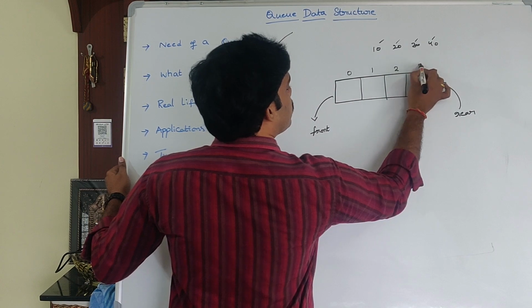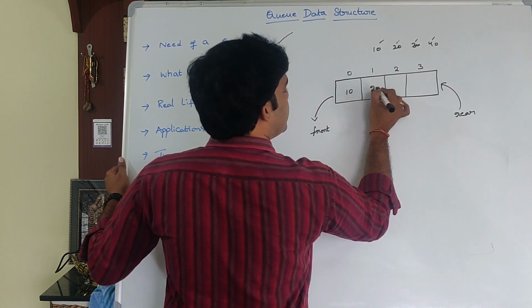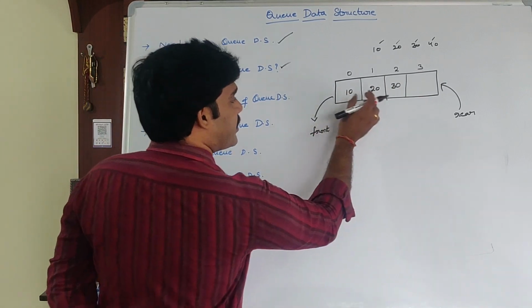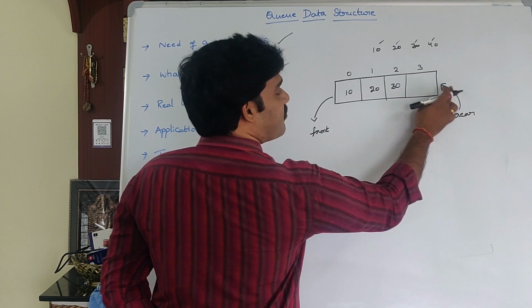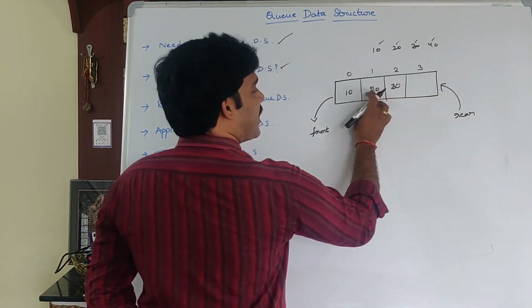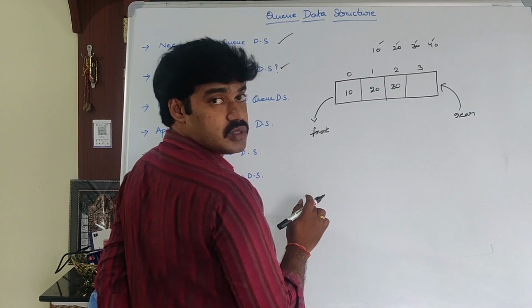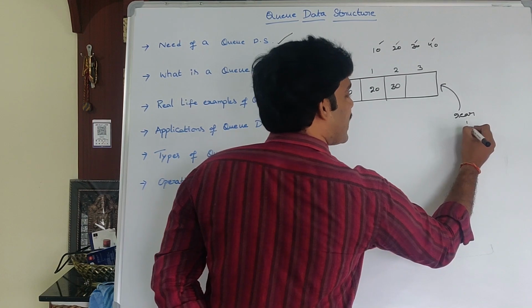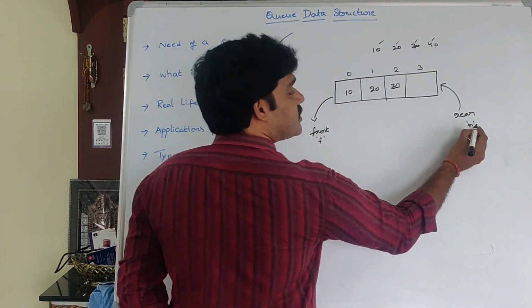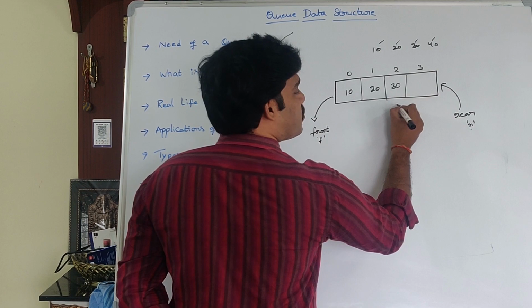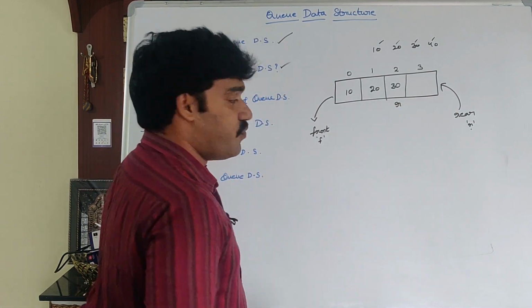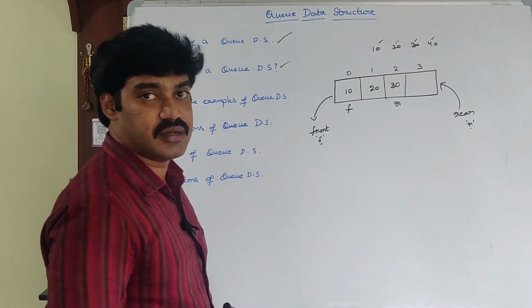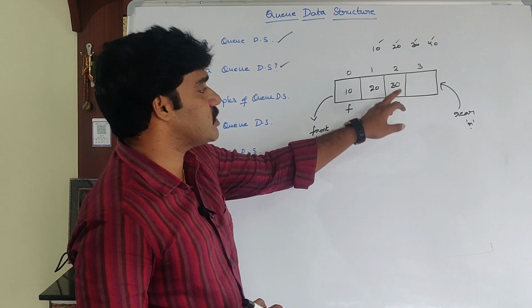Assume that this is your Q data structure, with indices 0, 1, 2, 3. Assume that I am inserting 3 values into the Q data structure: 10, 20, 30. Insertions are from the rear end. First I am inserting an element 10, next I am inserting 20, next 30. For simplicity, I am taking the front pointer as F and the rear pointer as R. Rear is a pointer or variable that always points to the last element. Front is a variable or pointer that always points to the first element of your Q data structure.